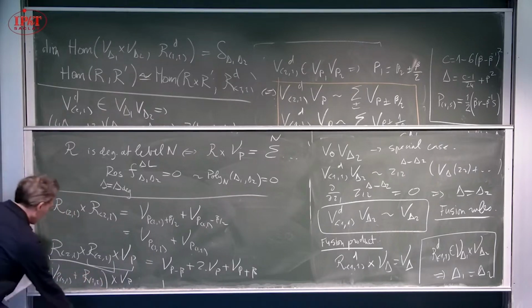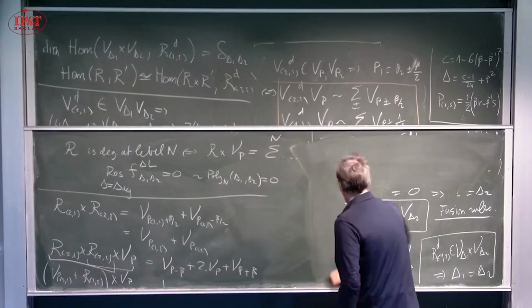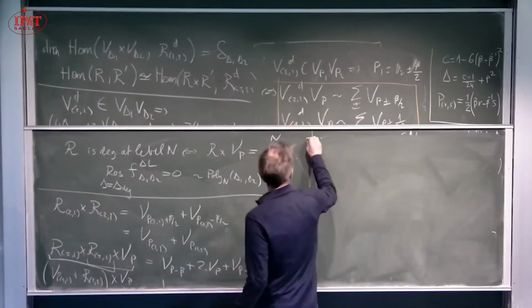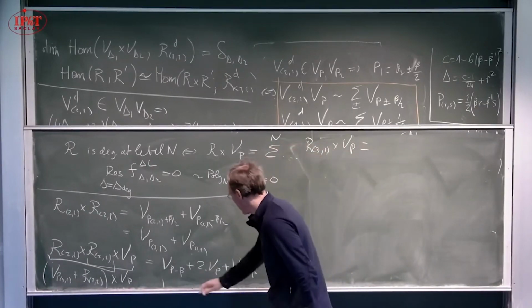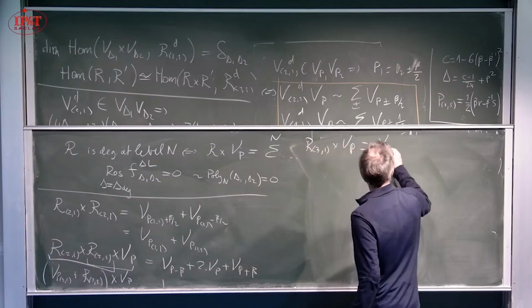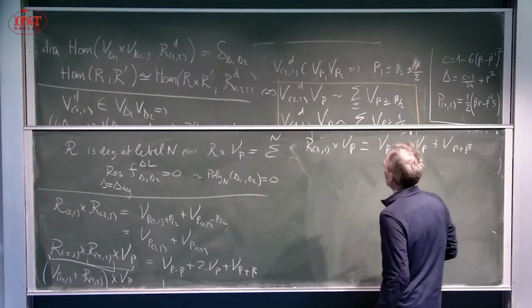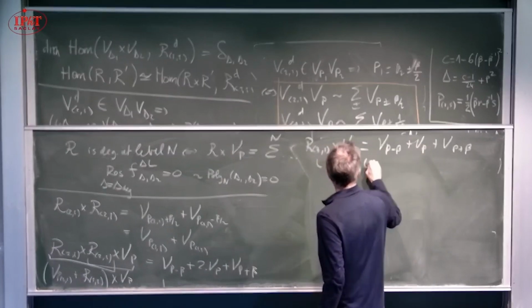And from this, you can deduce that this is also degenerate. You can deduce its fusion product. So let's call it R31 now. Well, here you get VP minus beta plus VP plus VP plus beta. And since you have three terms, it degenerates at level 3.